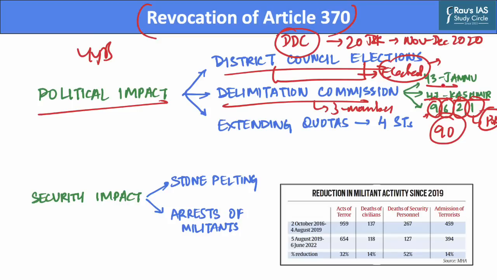Now it also enabled extending of the quota system, as the Centre has now tabled a legislation in Lok Sabha. It seeks to include 4 new groups into the category of Scheduled Tribes in the state, and these groups are Gadda Brahmin, Koli, Padari tribe and Pahadi ethnic group.